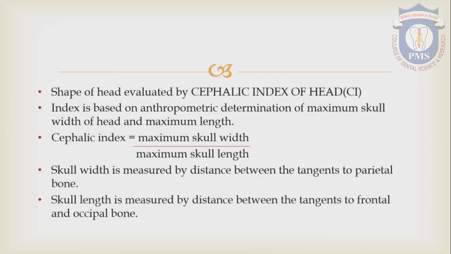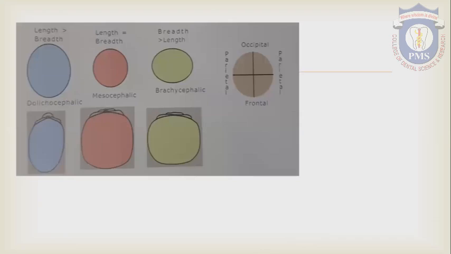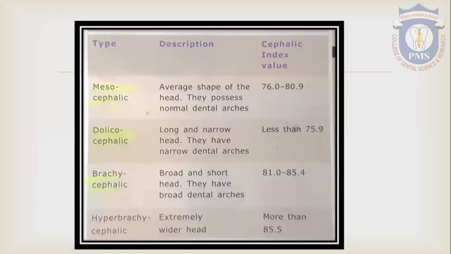Very easy to visualize, isn't it? So as I said, skull width is between the tangents of parietal bones, and skull length is between the tangents of occipital and frontal bones. So in a dolichocephalic patient, the length is always greater than the breadth. In a mesocephalic patient, the length is more or less equal to the breadth. In case of a brachycephalic patient, the breadth is always greater than the length. So in a mesocephalic patient, there is an average shape of the head. They possess normal dental arches.